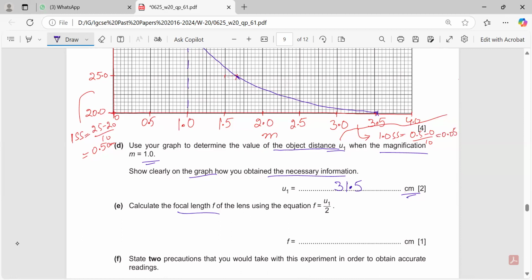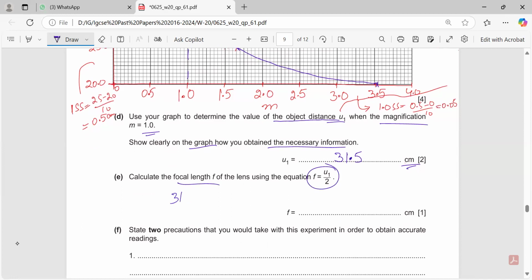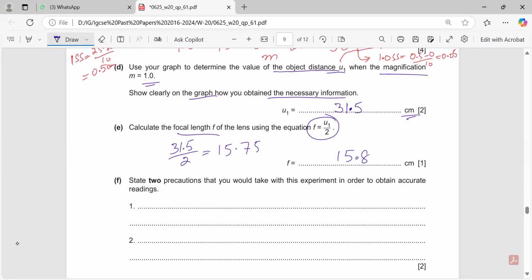So the focal length F of the equation, F is equal to U1 over 2. So it means 31.5 divided by 2, which is 15.75. So we can write simply 15.8 centimeters. 15.8 centimeters will be the answer. Centimeter is already written.